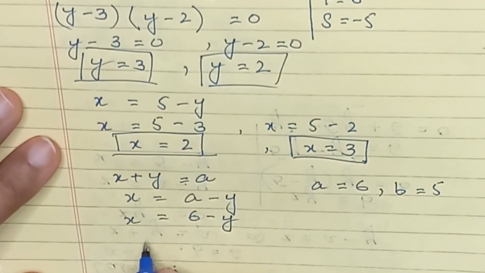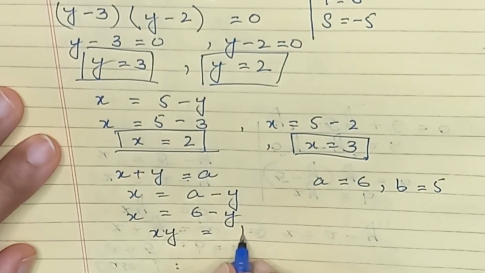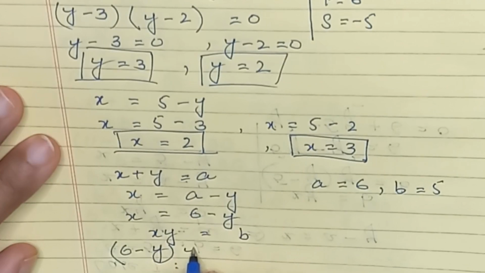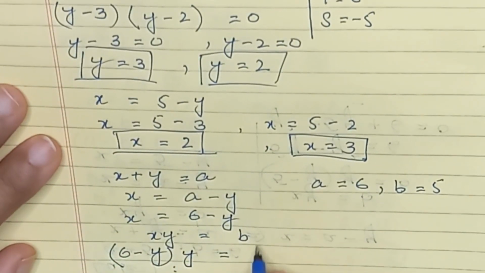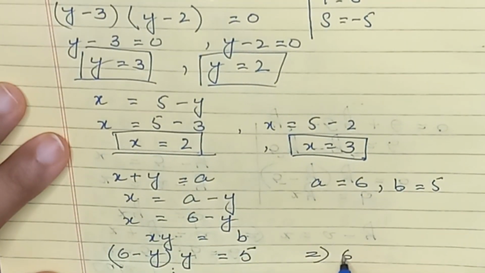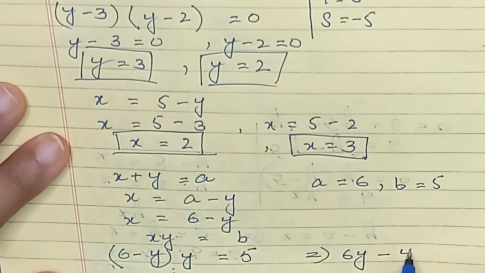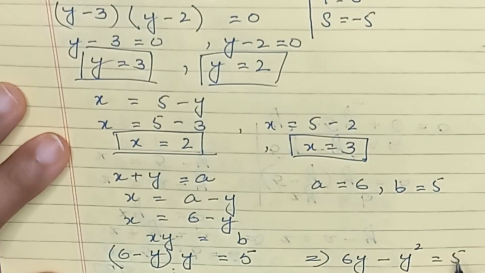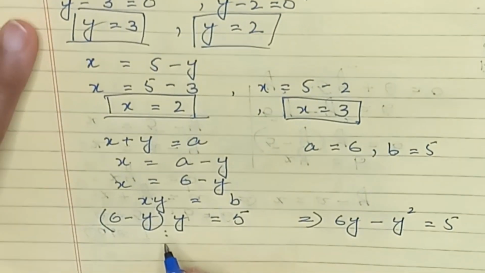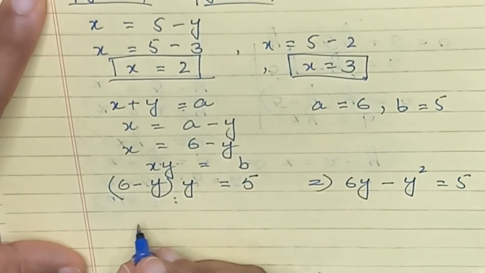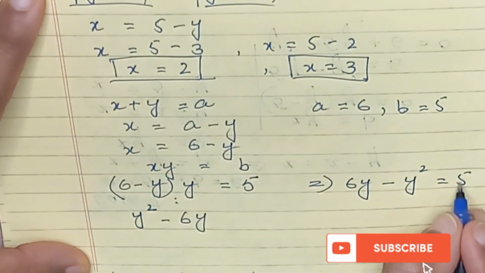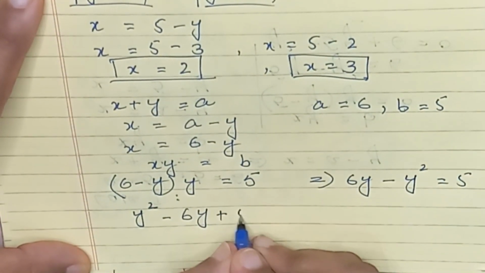So the second equation is xy is equal to b. The value of x is 6 minus y here, and y as it is, which is equal to b, which is 5. So it will become y into 6 minus y, that is 6y minus y square, which is equal to 5. Now we will take the negative sign common from the whole equation, so it will become y square minus 6y, and negative 5 will become positive when exchanged from the equal side.